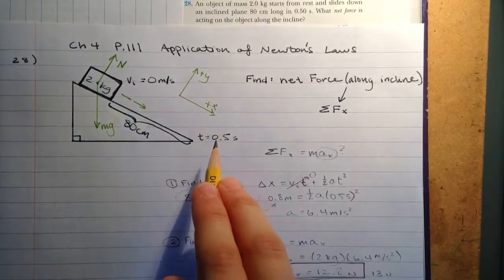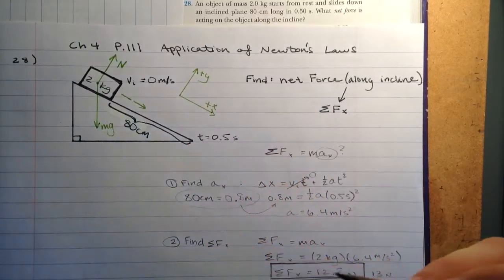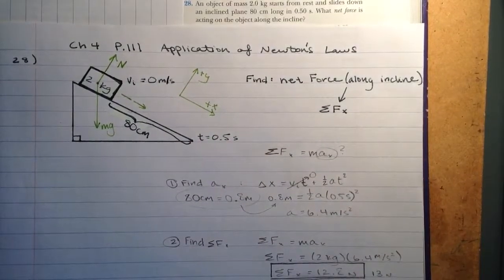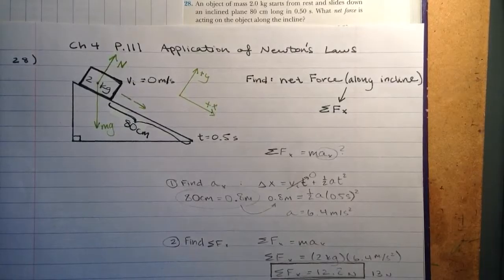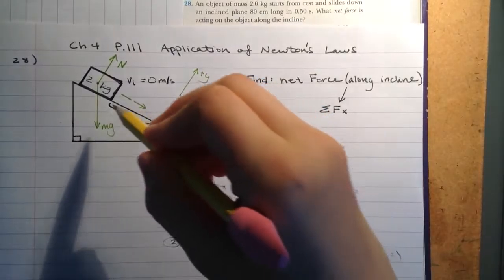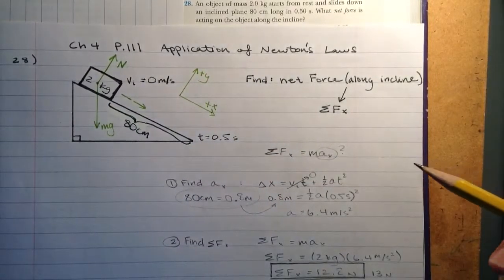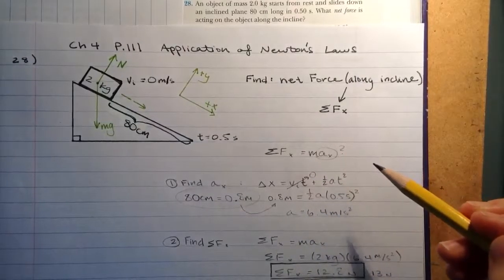Here's my coordinate system. The x-axis is going to be in this direction because it needs to be parallel to the incline and the direction of movement, and then the y-axis is perpendicular to that. So we want to find the net force along the incline, which essentially means the sum of the forces in the x direction, since the incline is parallel to the x-axis. And we're going to use Newton's law, which means that the sum of the forces causes the mass to accelerate.